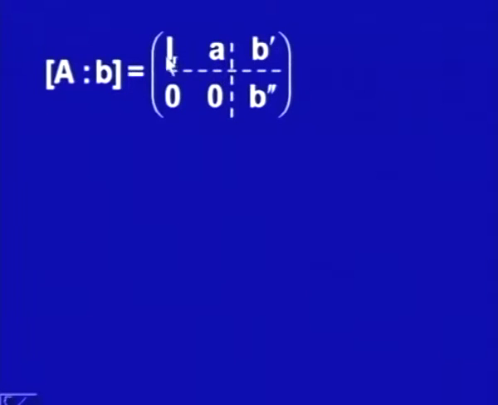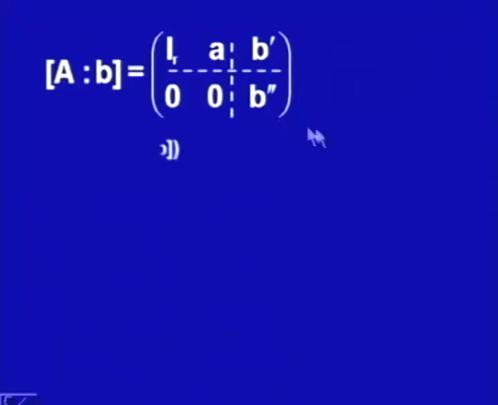This can be written as [A|B] → [I_r, B'; 0, B'']. That means you can transform this matrix by using elementary transformation into this form. So, r being the rank of this matrix, these are 0 rows.